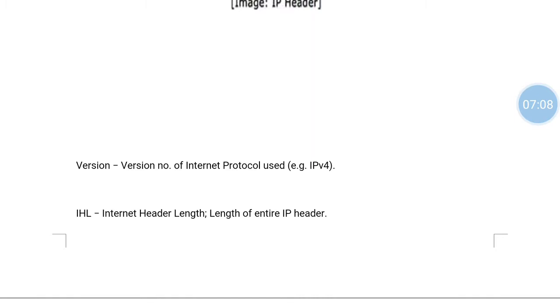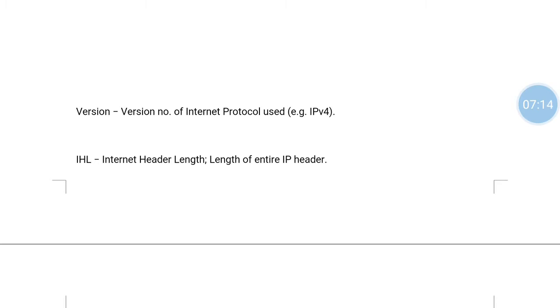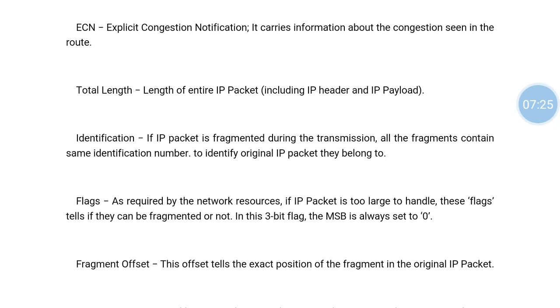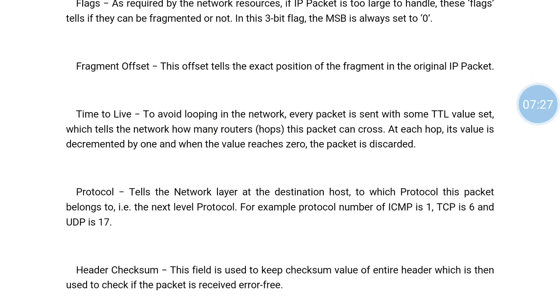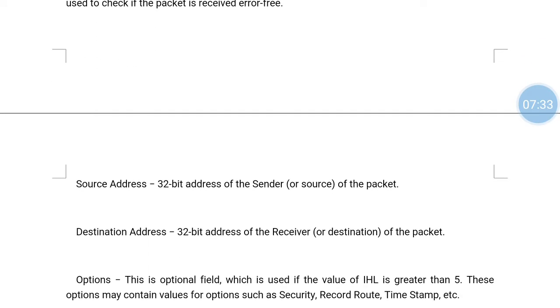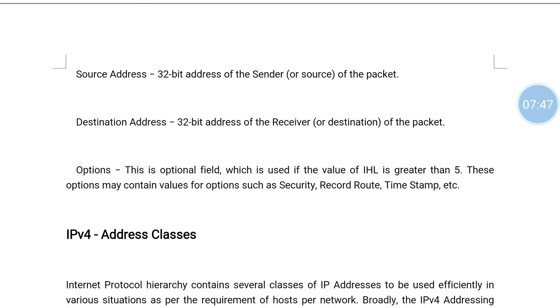In the version field, the version number of the internet protocol used is mentioned. The IHL is the internet header length, the length of the entire IP header and the various fields of the structure. The source address is the 32-bit address of the sender, and the destination address is the 32-bit address of the receiver of the packet.